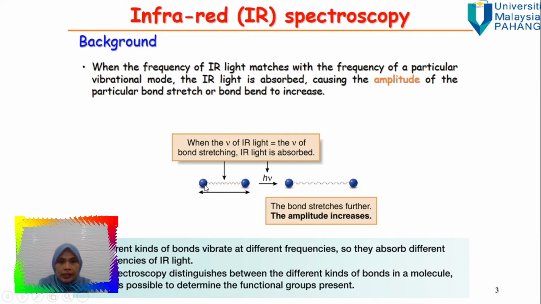Here, this is a delta E. Let's say this is the delta E for a certain molecule. For a molecule to have a vibrational mode, it has to absorb energy from the IR light equal to the delta E. When there is enough energy, the bond can stretch further. When the frequency of IR equals the frequency of the bond vibration, the IR light is absorbed.